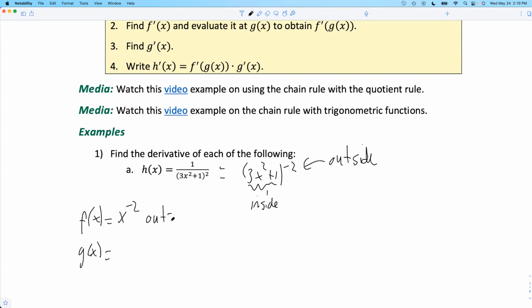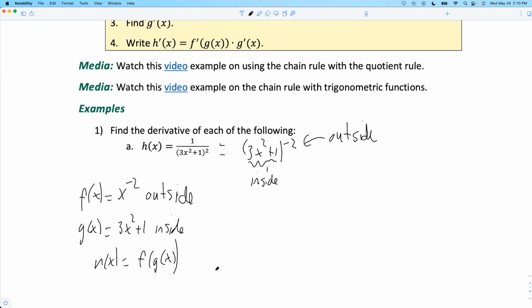So let's write this. Outside. Everything here in parentheses. I don't even need those parentheses. This is my inside function. Then h of x can be thought of as f of g of x. Like, just think about function composition here. Like, let's think about this for a minute. What does that mean? That means rewrite the function f, but now instead of writing x, every place you see an x, replace it with whatever g of x is.